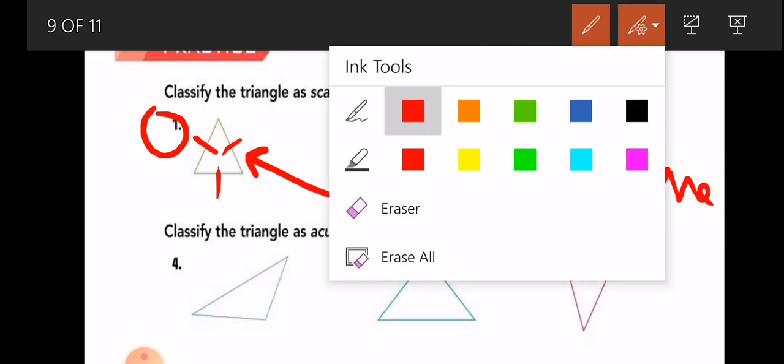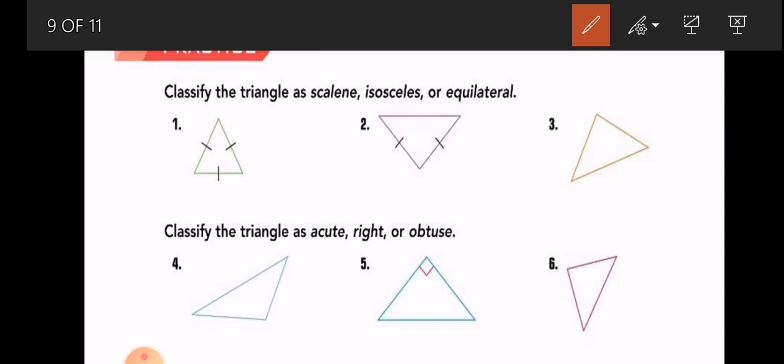Let's see the next questions. Classify the triangle as acute, right, or obtuse. It means here I'm classifying according to what? According to angles. Clear. Let's remember together. Acute, 3 acute angles. Right, I have 1 right angle in it, 2 acute. Obtuse means 1 obtuse, 2 acute.